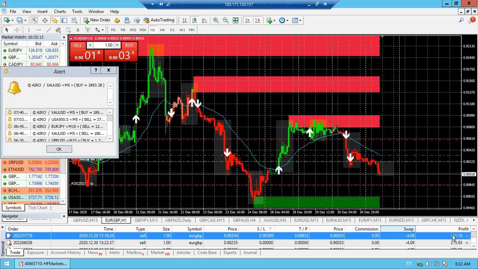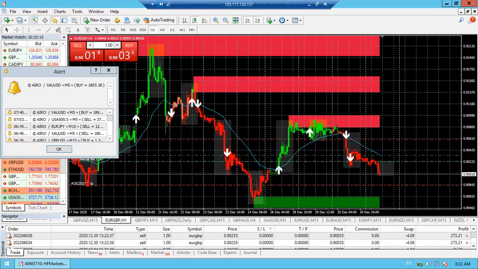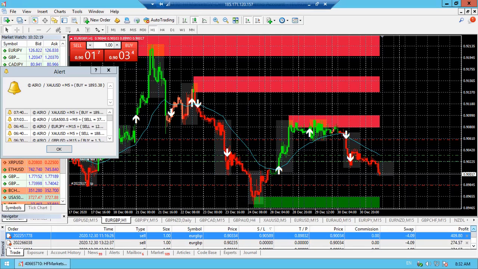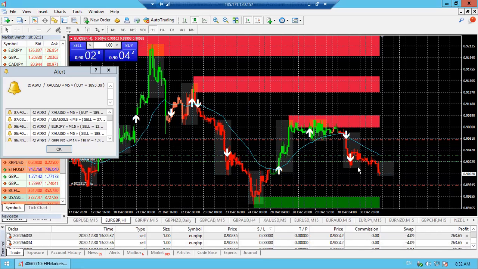I placed three trades though, three trades. So it's Euro GBP. This I placed on one standard lot. So this is $402, this is $267, and this is $265. So I placed two trades at a particular area.